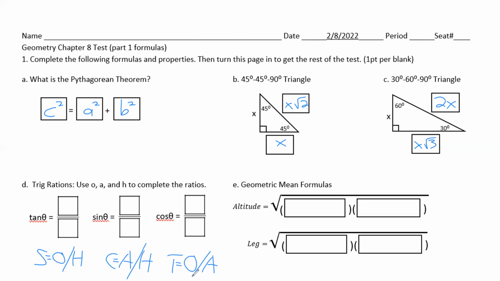Now, your paper might look exactly like mine. It might look different because I did have different versions on the test, so they might be scrambled from how I have it here. Just make sure you plug it into the correct corresponding places. So sine equals opposite over hypotenuse. So my sine is here in the middle. Cosine is adjacent over hypotenuse. And tangent is opposite over adjacent.